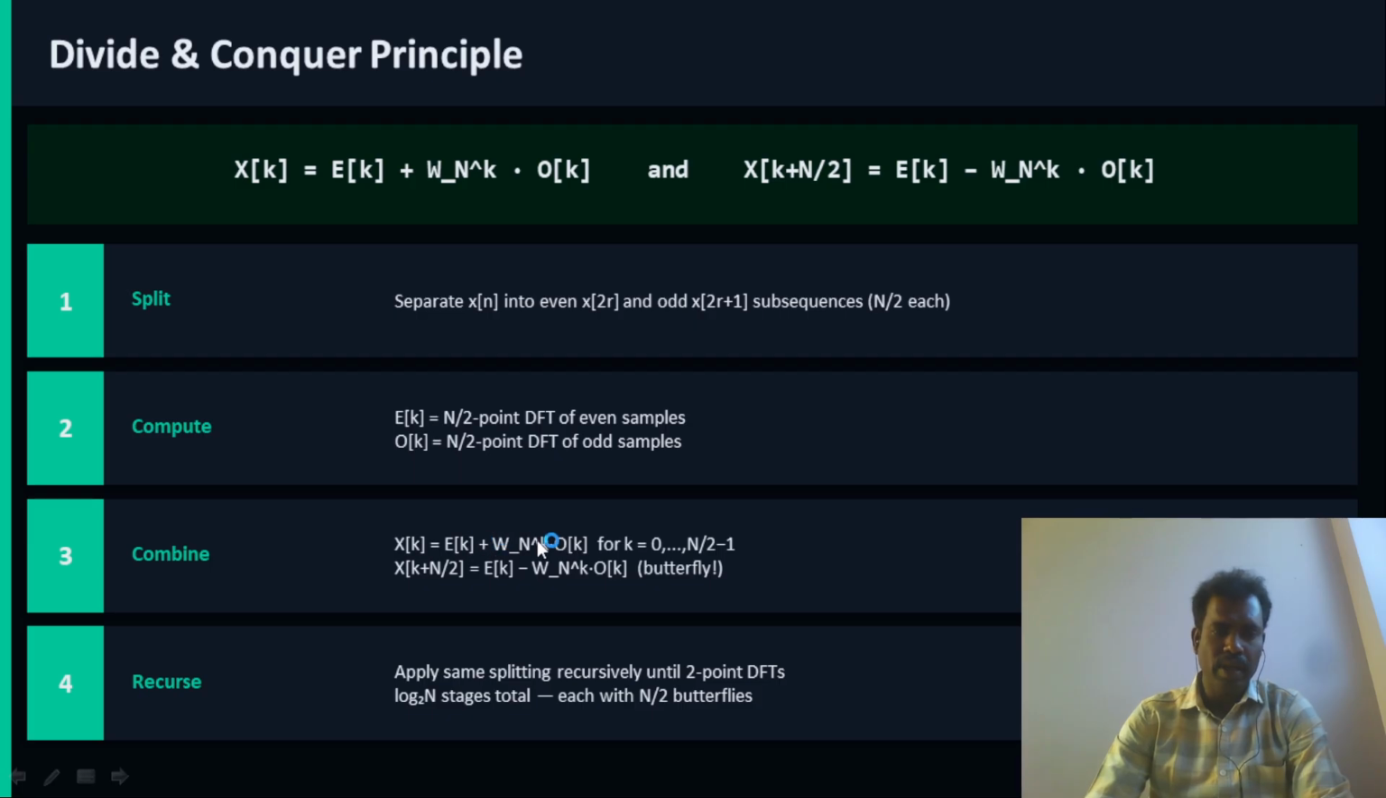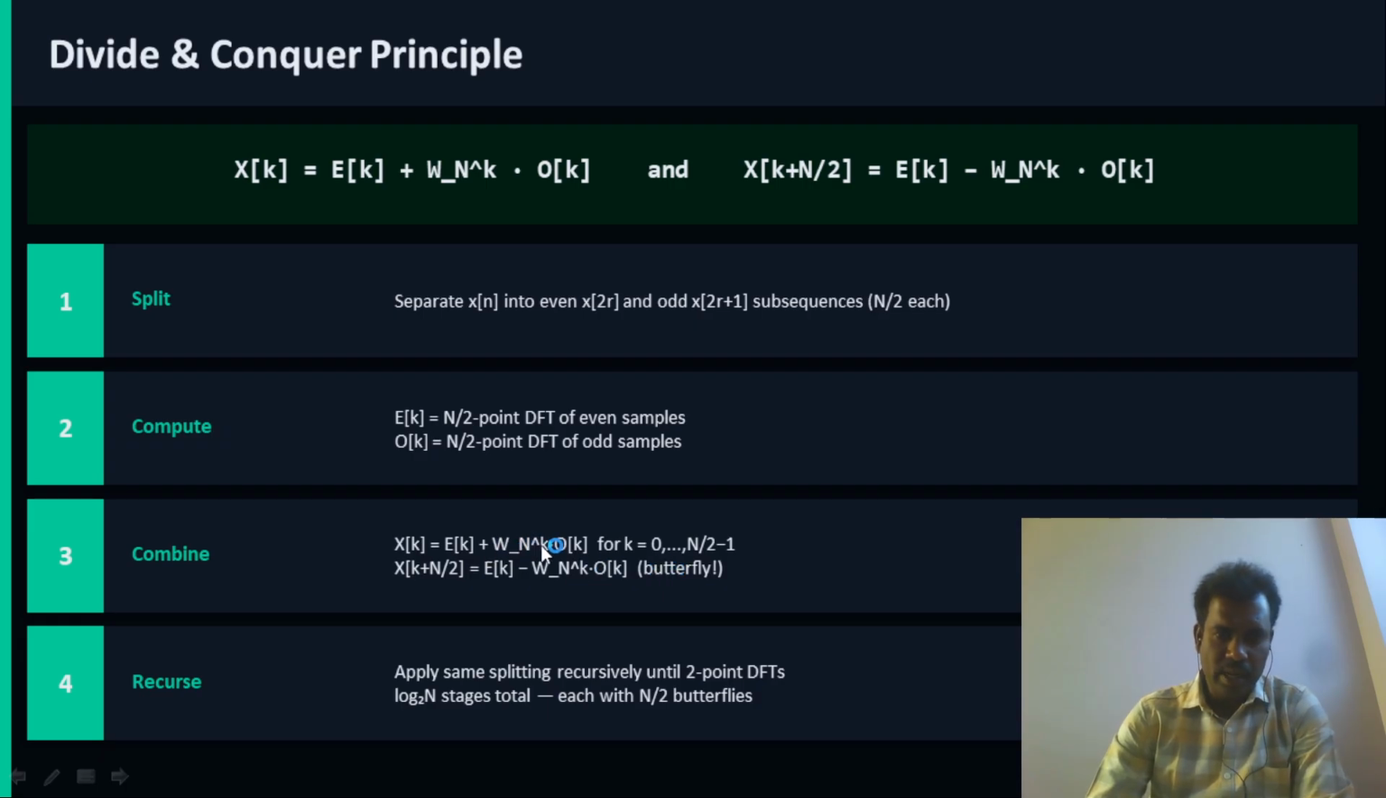We have already calculated this product: the second output u of k multiplied with the twiddle factor is available. That product is subtracted from e of k to find the rest of the n by 2 samples, so totally n samples can be calculated. Here, instead of multiplying n times, we multiply only n by 2 times. So in one stage, we perform n by 2 multiplications only.